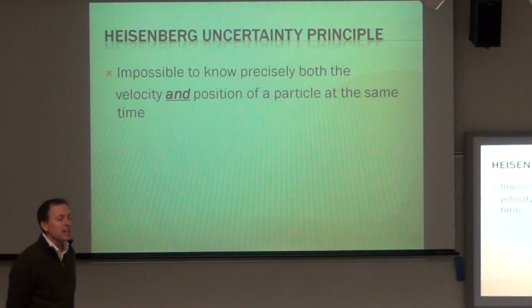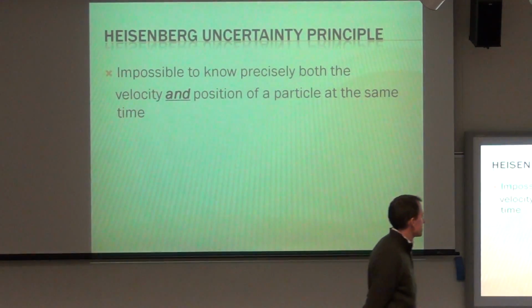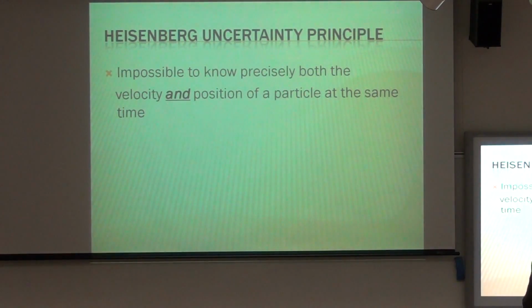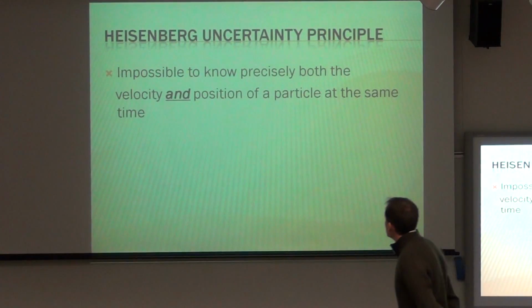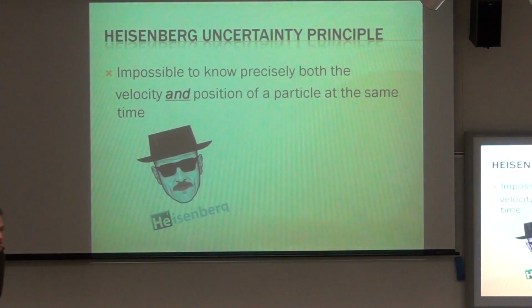What we're going to do is take a step back and utilize the Heisenberg uncertainty principle. What it says is it's impossible to know precisely both the velocity and the position of a particle at the same time.